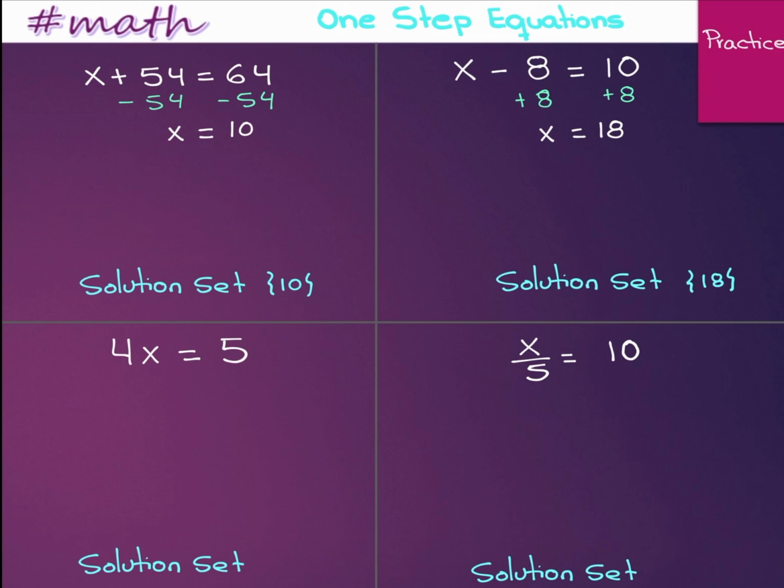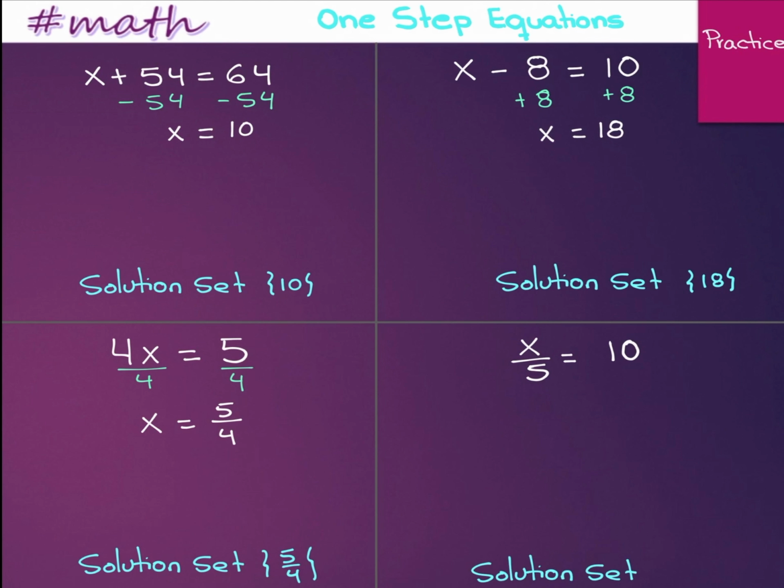The next example, 4 is multiplied to x, so we want to divide by 4 on both sides of the equation. 4 divided by 4 is 1 times x is x, so the left-hand side is just x, and that equals 5/4. x equals 5/4, and the solution set is the set containing the number 5/4.